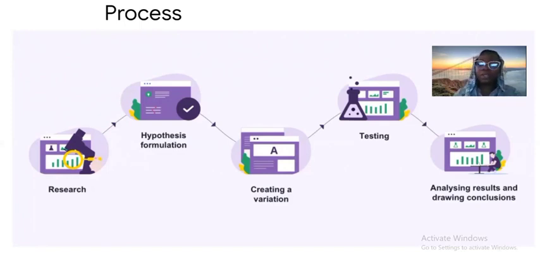So once you are done with that, you then meet the designer or the developers, and you ask them to create this version based on your hypothesis. So our hypothesis is that we want to bring the button to the middle so that people can see it and click on it to pay or to buy.